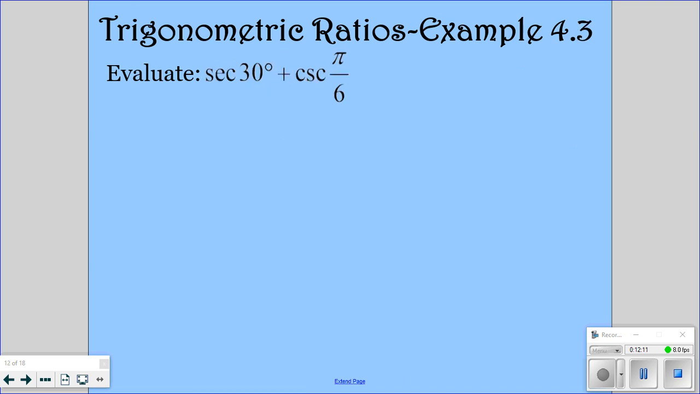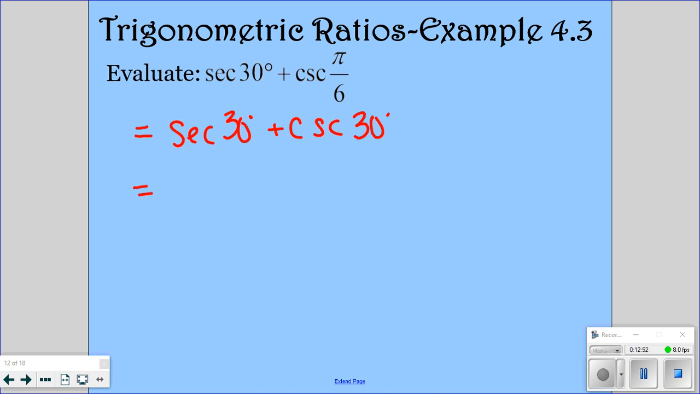Okay, so now we're going to look at another example. This one mixes degrees and radians. So you can put them in either one. It doesn't matter to me. So I'm going to go ahead and convert the pi over 6 into degrees. And I'm going to use my brain. And remember that pi over 6 is equal to what? Try not to use the ratio unless you just don't remember it. It is equal to 30 degrees. Okay, so now we've got secant and cosecant.